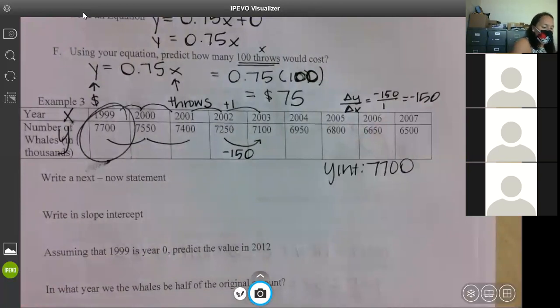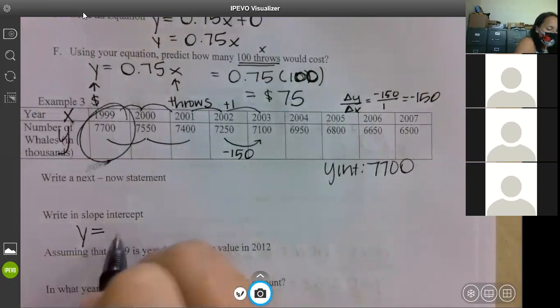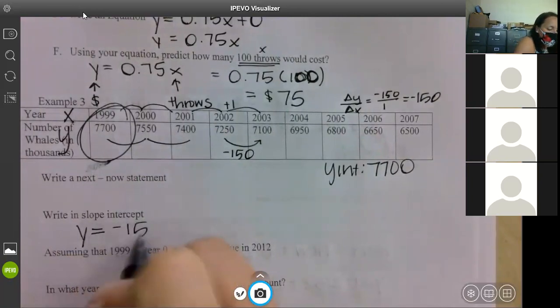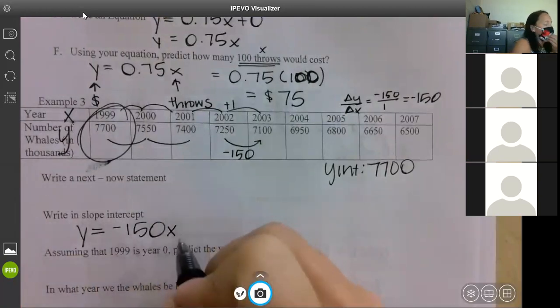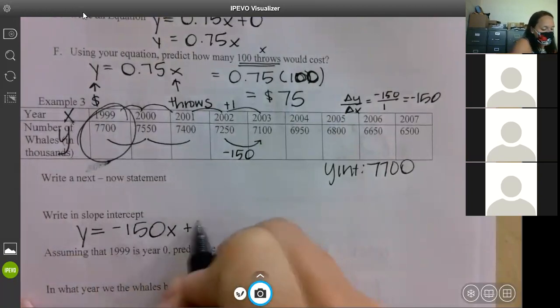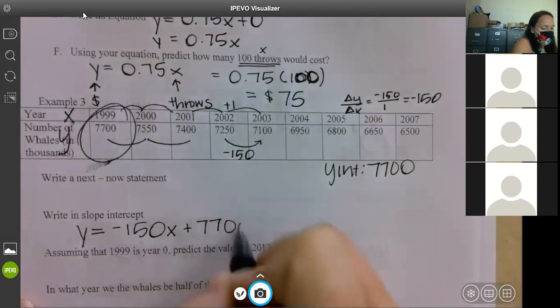So now we know how to write an equation. Y equals, what was our slope? Negative 150. We got to put the x with it. And where did we start? 7,700.